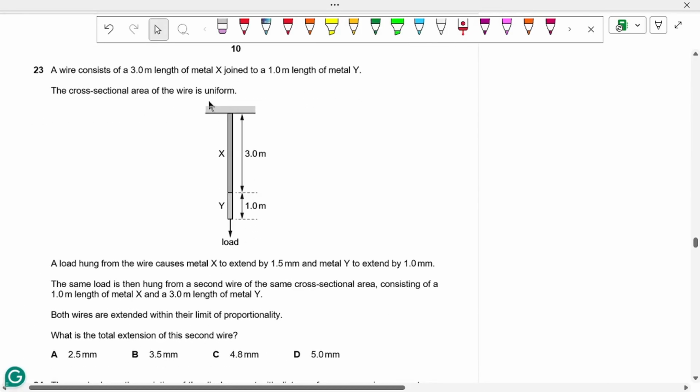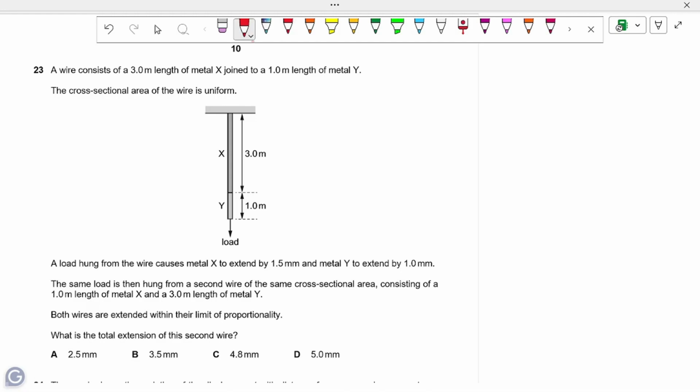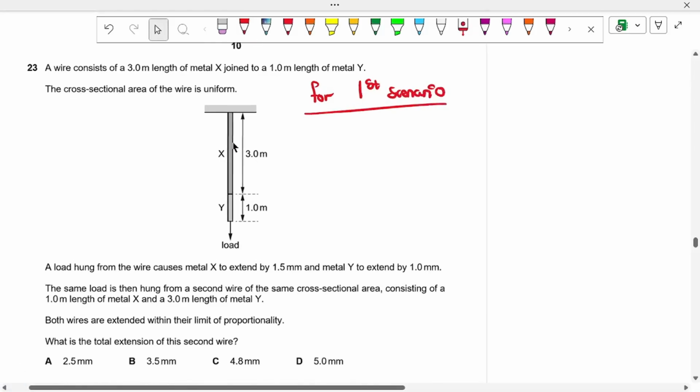A wire consists of 3 meters length of metal X joined to 1 meter length of metal Y. The cross-sectional area is uniform, and the load causes X to extend by that and Y to extend by that. Okay, so let's start from the first scenario. Let's understand the first scenario first, right?